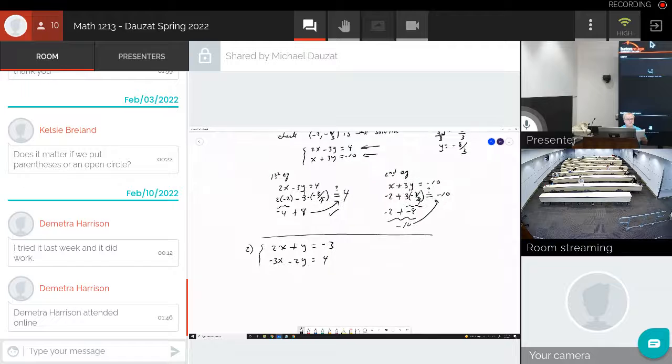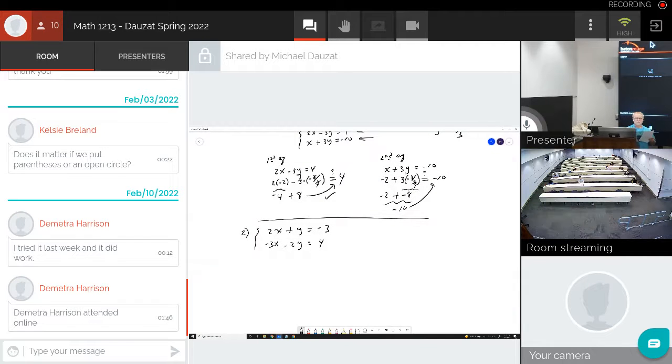But in number 2, you don't see that. The coefficients of x are 2 and negative 3. Those are not opposites. The coefficients of y are 1 and negative 2. Those are not opposites. All right, so if yes, you move to step 3. That's where you would add them. That's the easy kind.